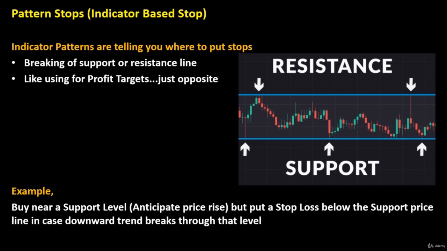So let's say in the example, you look in the far left there, let's say you buy near a support level and you're anticipating a price rise. Let's say we're at the far left of this example chart here. And you would put a stop loss below the support price. You bought at support, maybe a little bit higher than that. So you put your stop loss below the support price line in case there's a downward trend that all of a sudden breaks through that level. Something happens, there's a big event, something unexpected, and it breaks through that level. So there you've protected yourself against those losses.